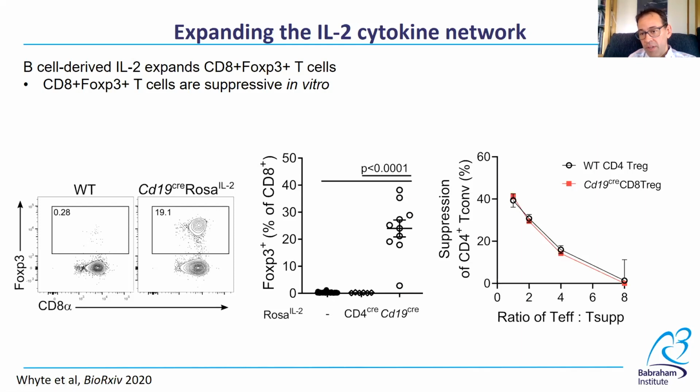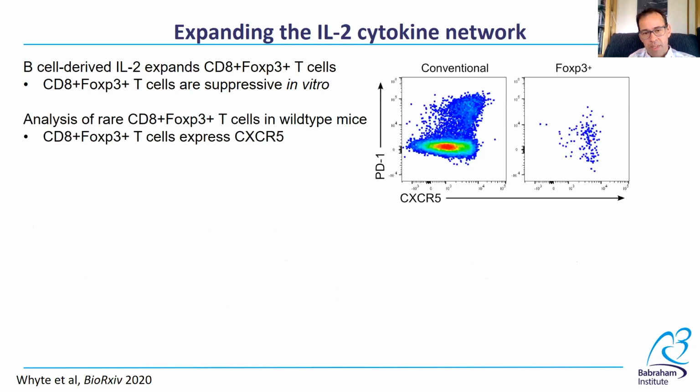So at least in vitro, these CD8 Tregs do look to be as suppressive as the CD4 Tregs. So they are really bona fide regulatory cells and not just FOXP3 positive cells. But why are they increasing with B cell derived IL-2?